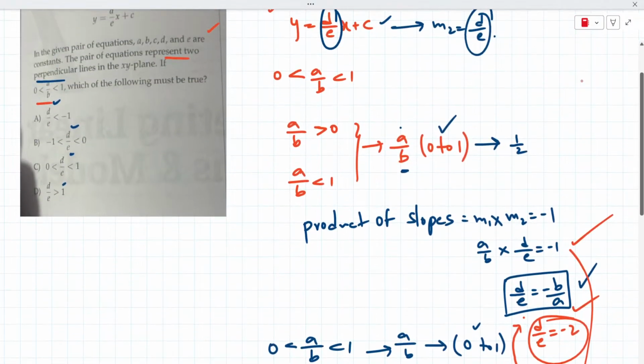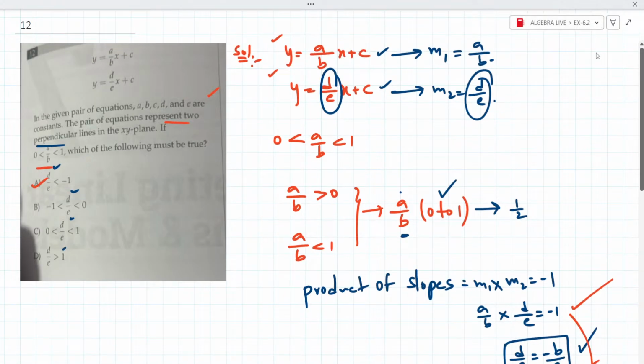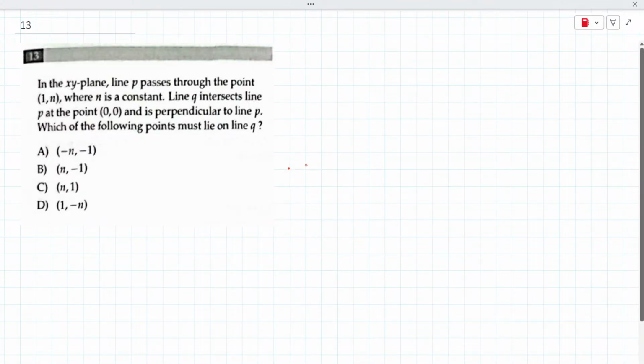So option A is the correct answer. Let's go to the 13th question. What all is given in the 13th question? In the xy plane, line P passes through the point (1, n).